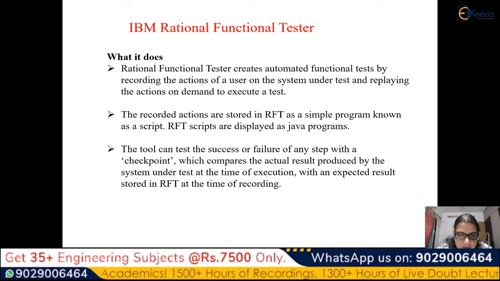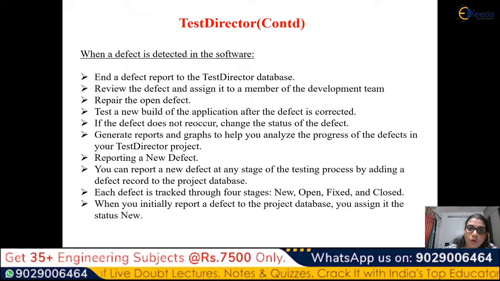Rational Functional Tester. So what does it do? This is about your functional tester. Earlier, what we have seen were automated tools like TestDirector and so on. Till now I hope you have understood. These are different types of tools you can work on. I won't say this is for your unit test and this is for your functional test. These are automated tools which can help you to identify those defects.